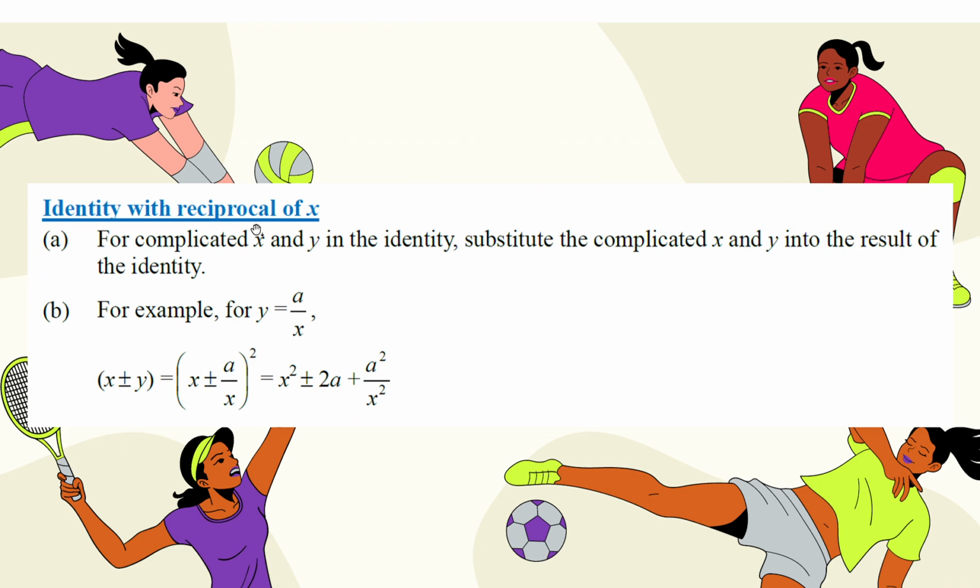And even sometimes the y can be a over x, can be the reciprocal of x, or even more complicated. But relax, it is still the y. Maybe you have this: x plus or minus a over x, all squared. But relax, a over x is just y. So it's the same identity: x squared plus 2xy plus y squared.